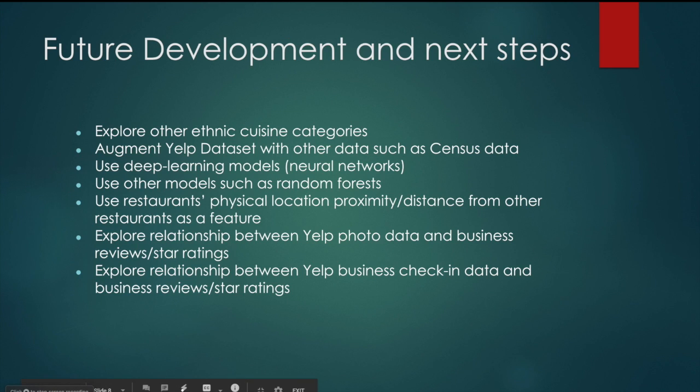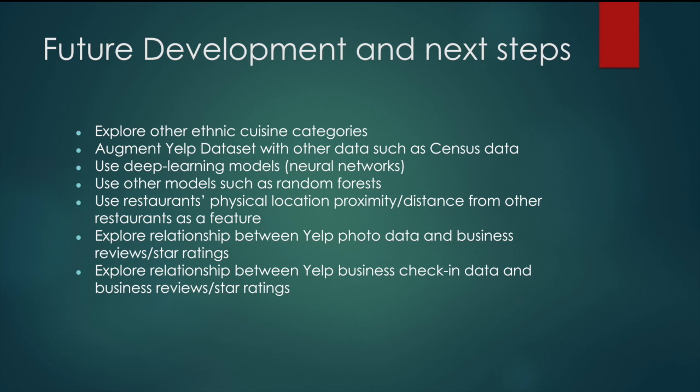So future steps that we could do to improve and extend our project's analysis and model include exploring other ethnic cuisine categories. In our project, we basically looked at European and Asian restaurants, but there are definitely a lot of other restaurants out there, including Mexican and Latino restaurants, for example. What we could have also done was we could have augmented the Yelp data set with other external data sets, such as census data. Perhaps there is a relationship between the ethnic demographics of an area, of a county or a state or a city, and how well certain ethnic restaurants do.